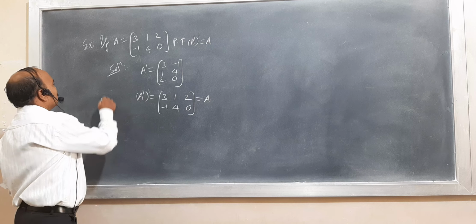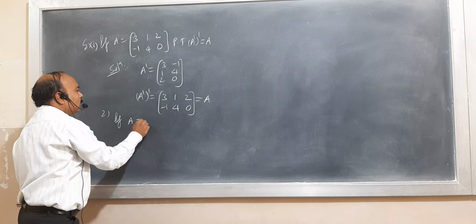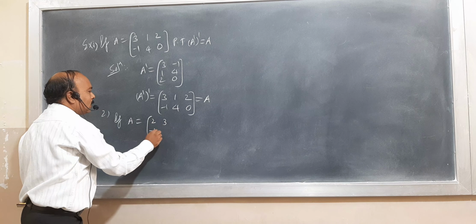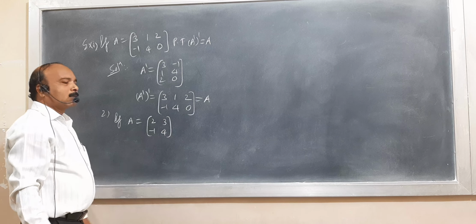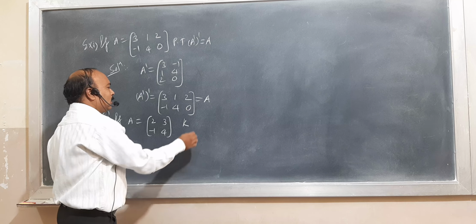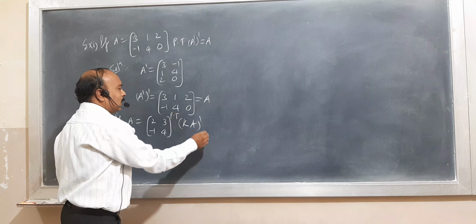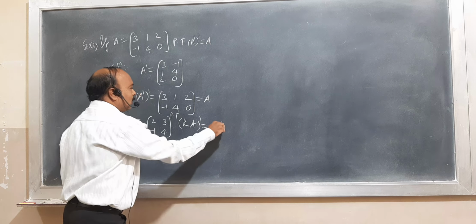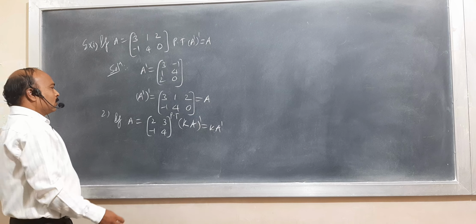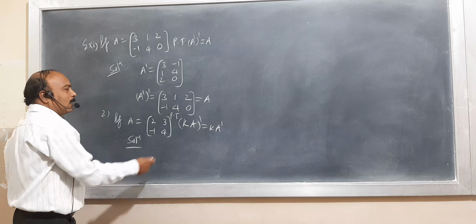Now we go for the second example. If A equals the matrix 2, 3, minus 1, 4, and you take K into A whole dash, this you have to prove. Prove (KA) dash equals K into A dash, where K is any scalar or constant. Now we go for the solution. First we go for LHS.